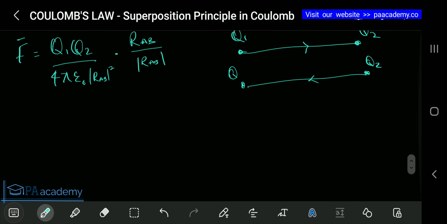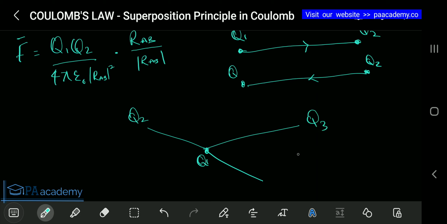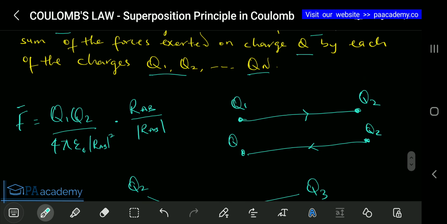But what if we have a situation whereby we have a particular charge, let's call this charge Q1, and then we have other charges. So let's call this Q2, Q3, and then Q4. So this is Q4 acting upon Q1. So now with this diagram that we have here, let's look at it with the principle.